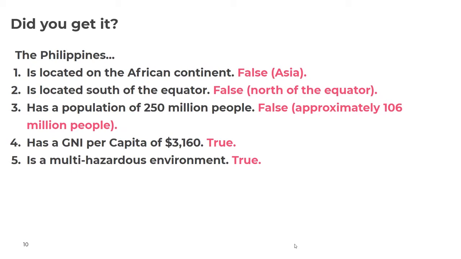Number four, the Philippines has a GNI per capita of $3,160. That's true. And number five, the Philippines is a multi-hazardous environment. That is also true. So give yourself a score out of 5.